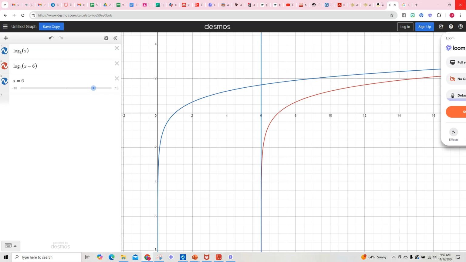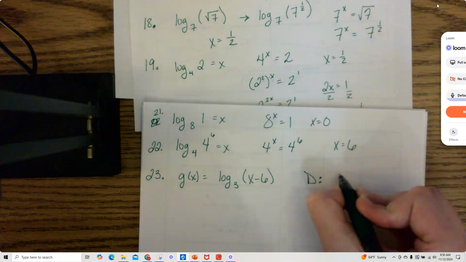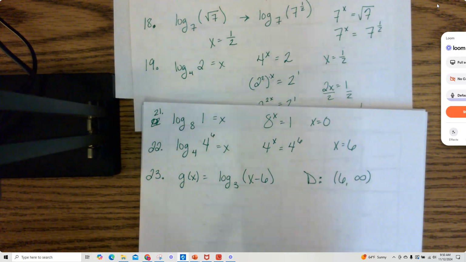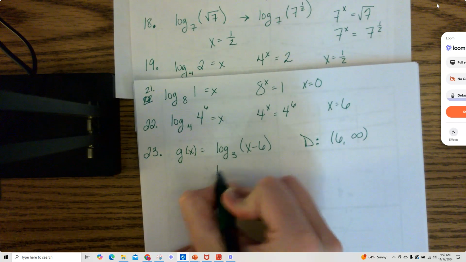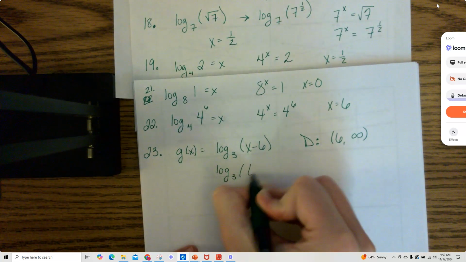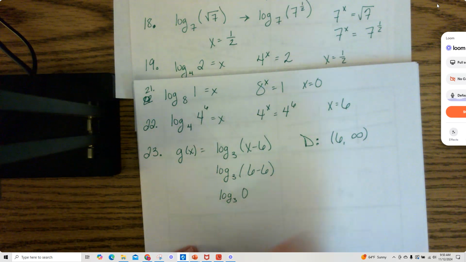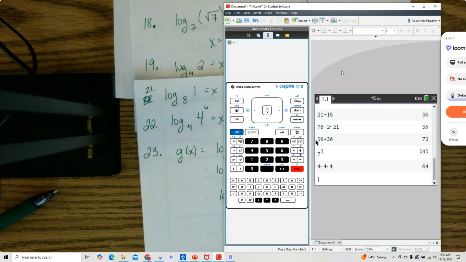Here's why it has a domain. So the domain on this one would be from 6 to infinity. If I plug a 6 into this, right? Log of base 3, 6 minus 6. I can't take the log of a 0. Is that right? Let me do it on this side.